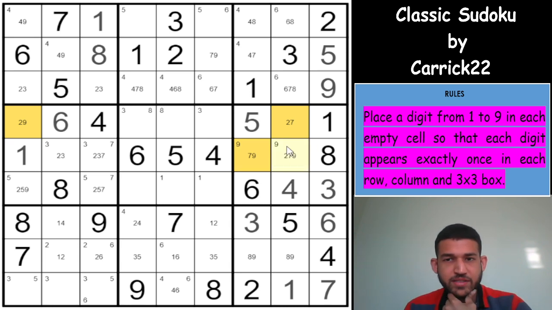This can't be eliminated as a 9 because this does not see that cell. So this is a useless Y wing. I was hoping that I got something there. So let me remove that Y wing. It is not helping us.